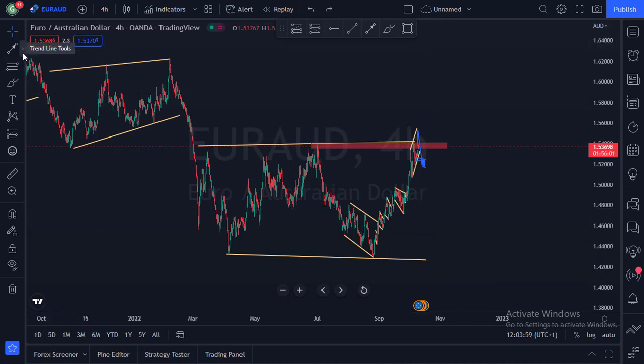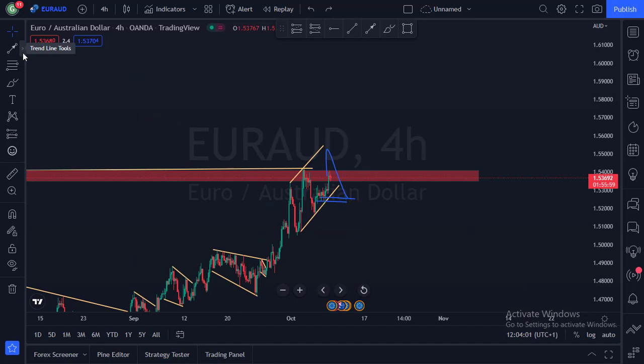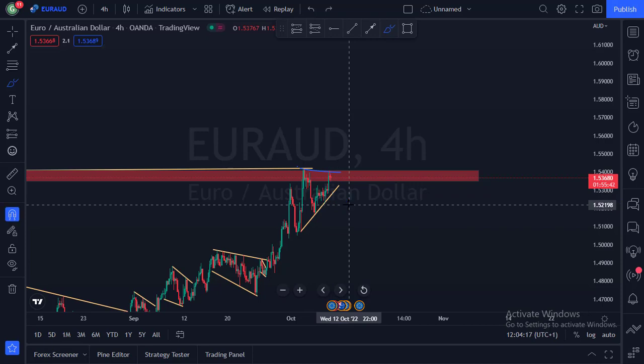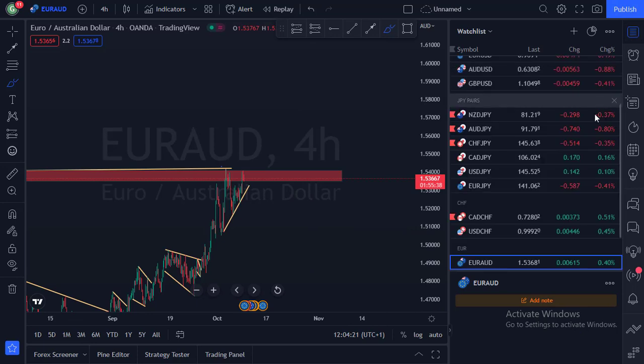For now, there's really nothing. I'm just going to wait for price to continue correcting and do what it wants to do. There's also another possibility that this could be a double top right there. Price could form a double top and then break down and give us a correction where I can start looking for a sell. Whatever happens, I'll just wait for price to do its thing. Now that's on Euro AUD.